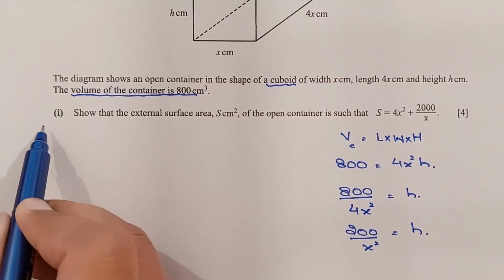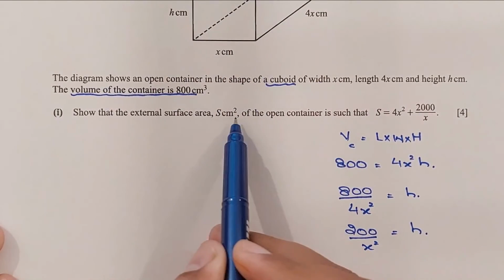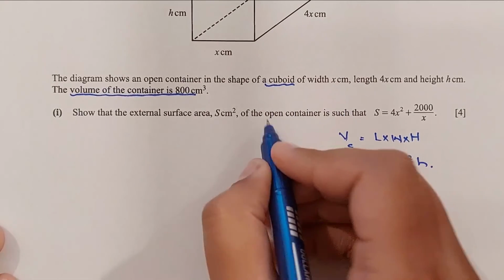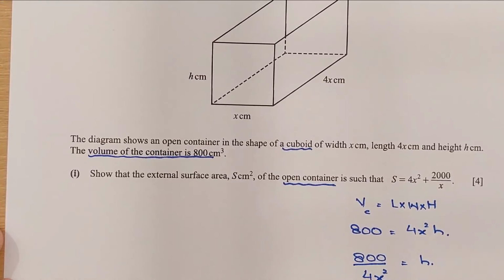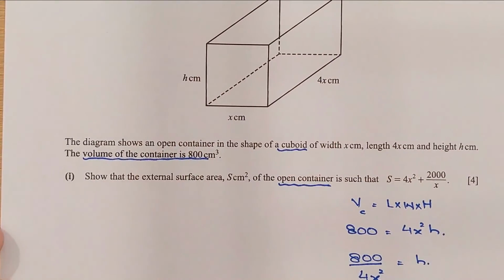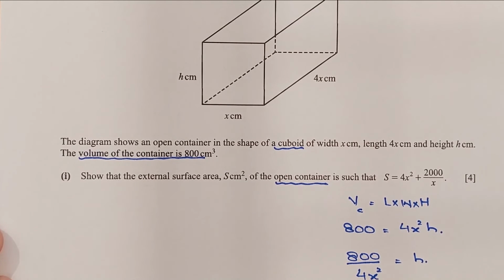Right. Now for part 1, show that the external surface area in centimeter square of the open container. The container is open such that, okay, so the top surface is open, right? So we know that the surface area of a cuboid is 2 times length into width, 2 times width into height, and 2 times height into length, right?